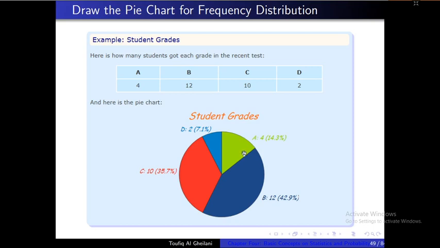For grade A, about 14.3% of people. For grade B, about 42.2% of students. And here grade C, 35.7% of people. And for D, 7.1% of students got grade D.